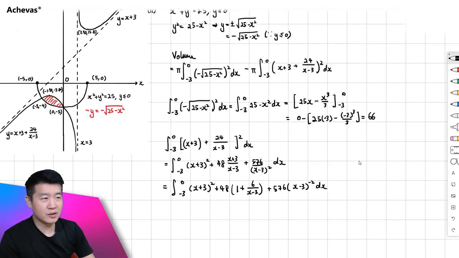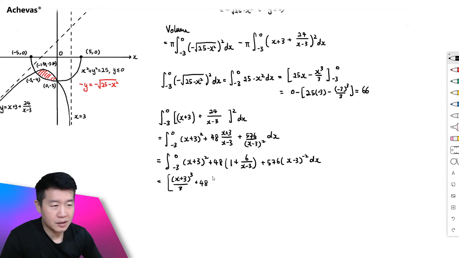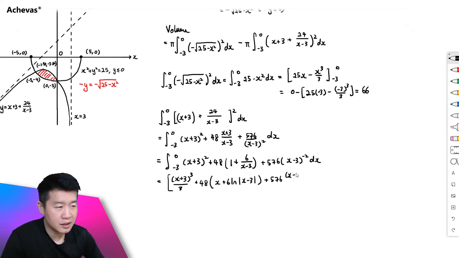Okay, now it is ready to be integrated. So this is going to be (x plus 3) to the power of 3 divided by 3, then plus 48 of this is x plus 6 ln modulus of x minus 3, plus 576 (x minus 3) to the power of minus 1 divided by minus 1, from minus 3 to 0.